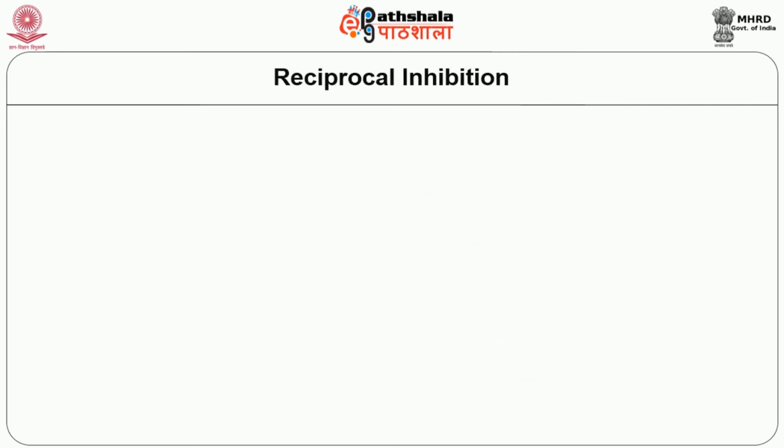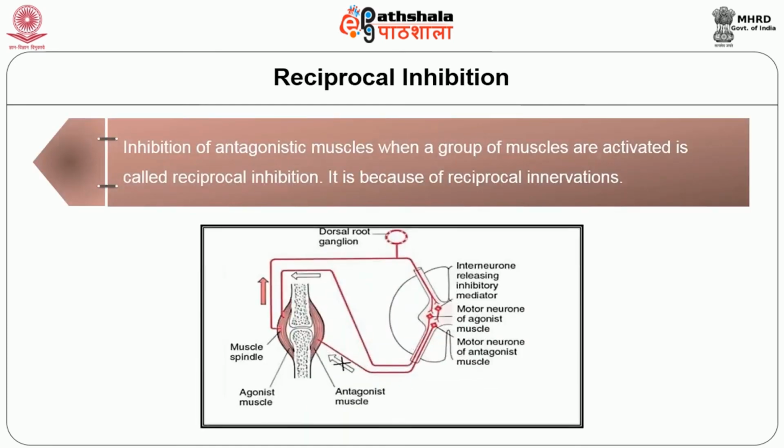And now about reciprocal inhibition. It is the inhibition of antagonistic muscles. When a group of muscles is activated, the antagonistic muscles are inhibited, which is called reciprocal inhibition. It is because of the reciprocal innervation.